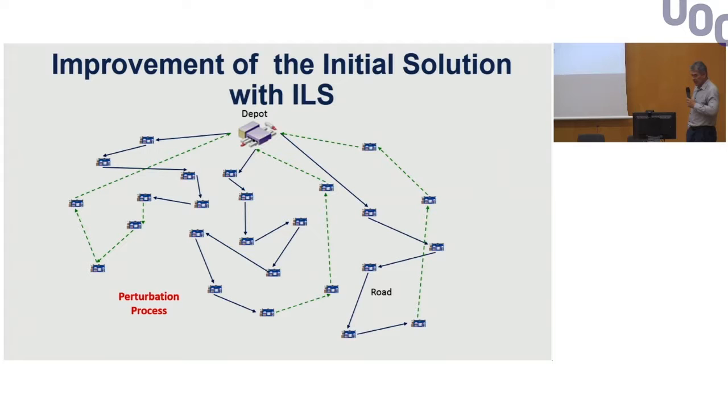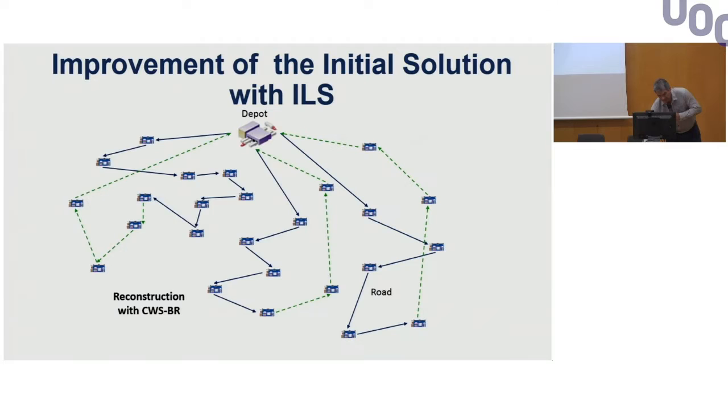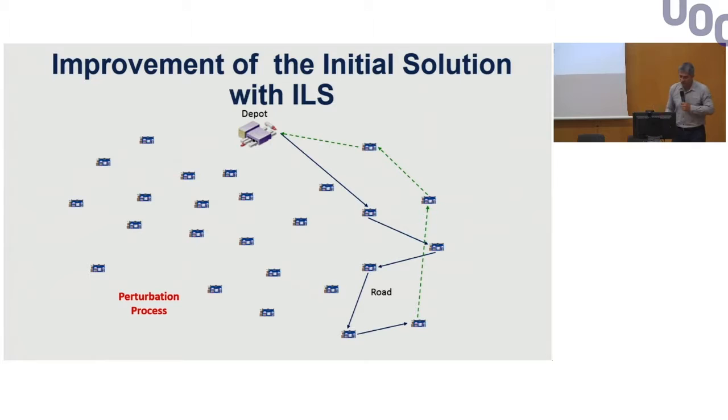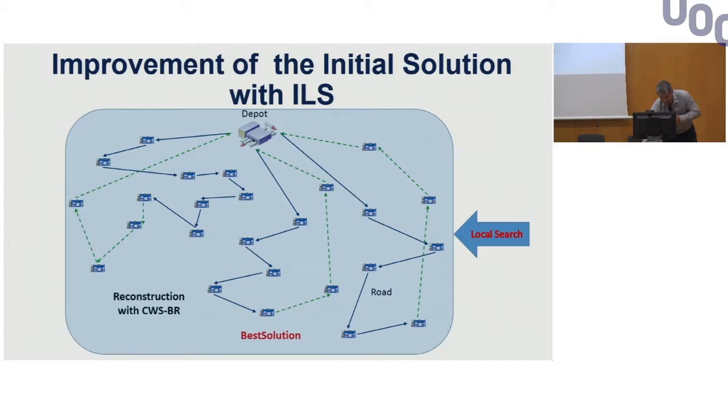The first step is a perturbation process. The perturbation process destroys part of the solution. The part of the solution is reconstructed again, and local search is applied again. The results.